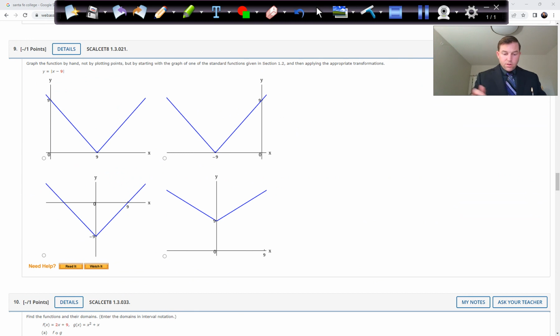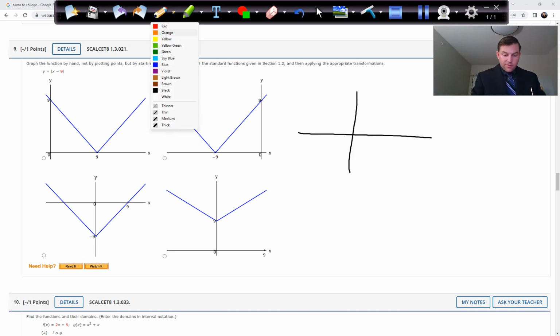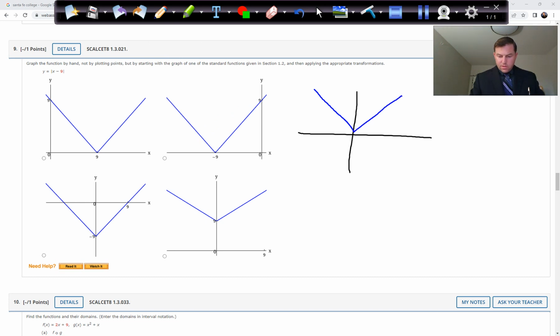Okay, this one's real simple. Problem 9. We have to recall what the absolute value function looks like in a graph. So in a graph, the absolute value function is really simple. It's a V. So it comes down at 45 degrees, goes up at 45 degrees. This is y equals the absolute value of x.